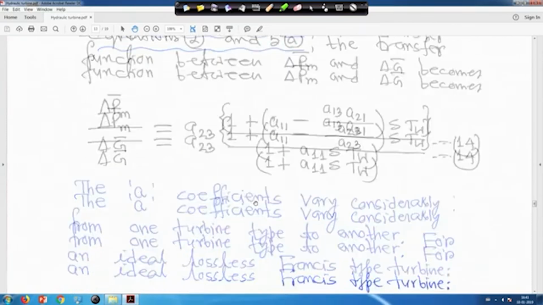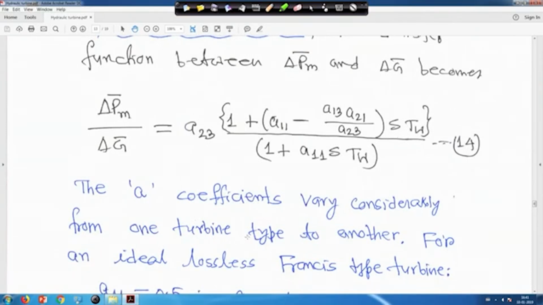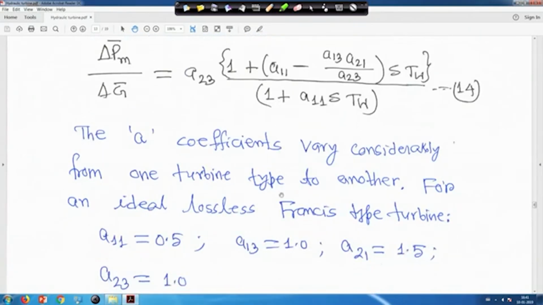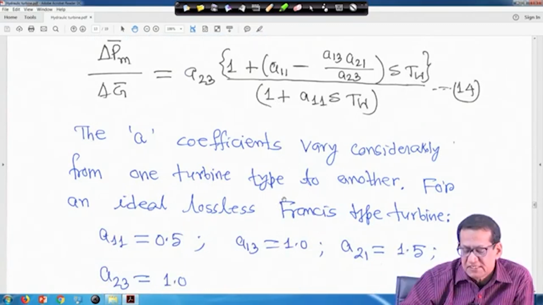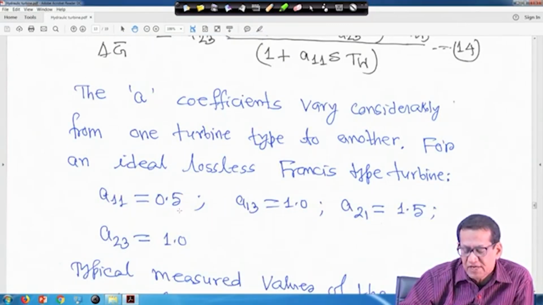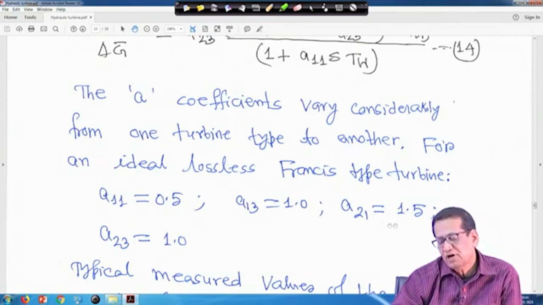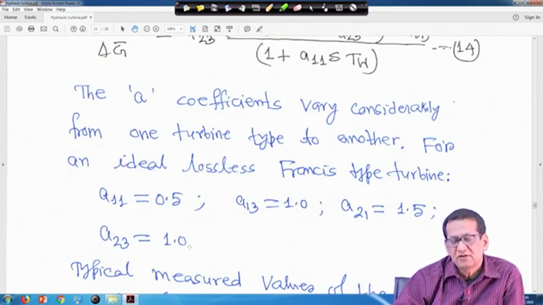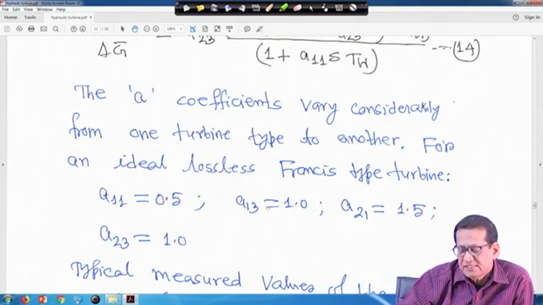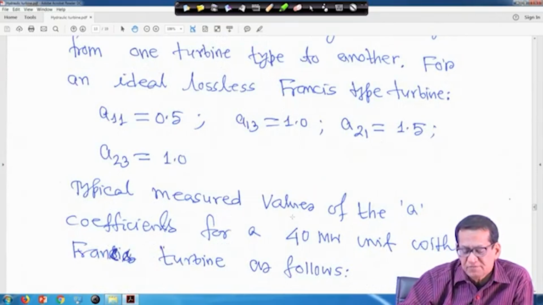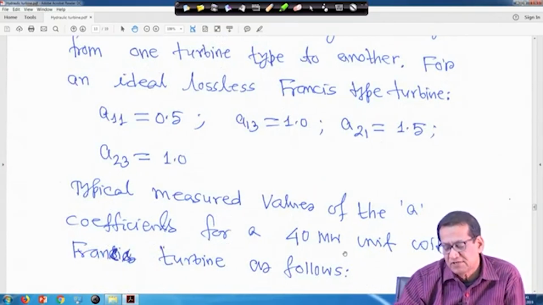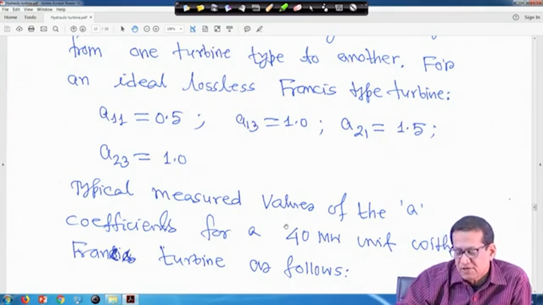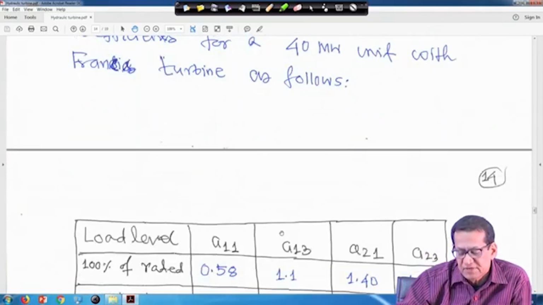The a coefficients vary considerably from one turbine type to another, right. For different types of turbine, these a values may be different. For an ideal lossless Francis type turbine, say a 1 1 is equal to 0.5, a 1 3 is 1, a 2 1 is 1.5 and a 2 3 is 1.0, right. This is simple data I have taken from somewhere. Now, typical measured values of the a coefficients for a 40 megawatt unit with a Francis turbine are as follows. These are some typical measured values I have taken.